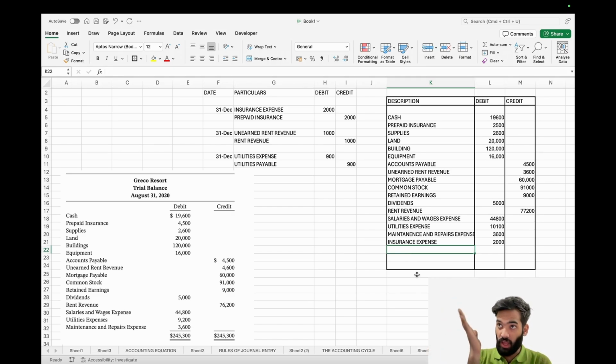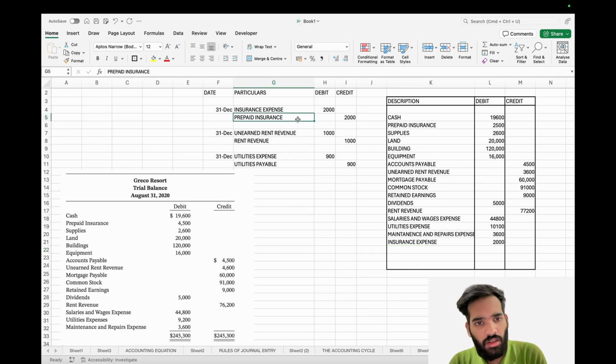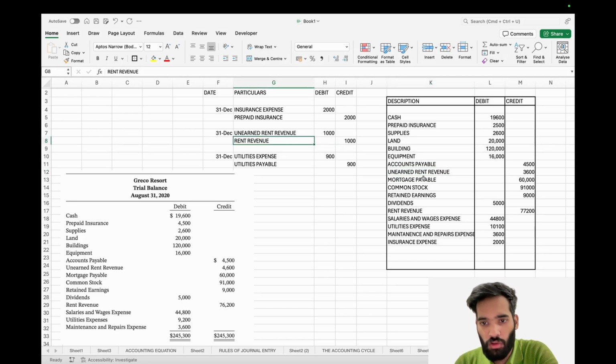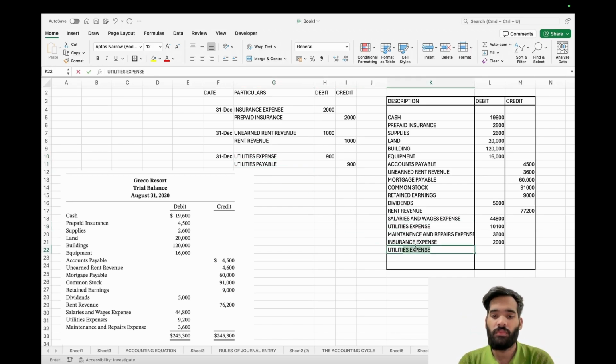So when you are adjusting it for whatever the effect in the adjusting entry it had, just record it with that amount. And prepaid, we already did that. We already have that account, right? Where was the prepaid we recorded? There we go. Okay. Then unearned rent revenue, we also already have that. Rent revenue, we also have that. Utilities expense, we also have that there. Utilities payable, we don't have. So utilities payable, we have to mention ourselves.